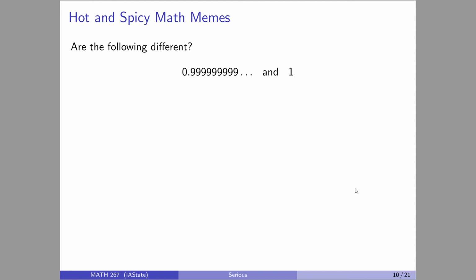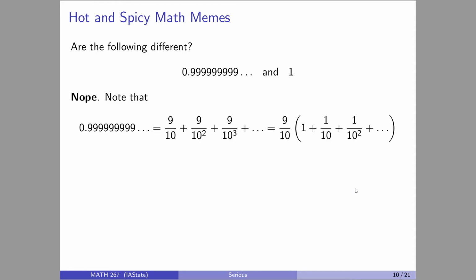But this one, on the other hand, I'm going to convince you. 0.999 repeating and 1 are the same number. Deal with it, and here's why. All right, so the reason these are the same.